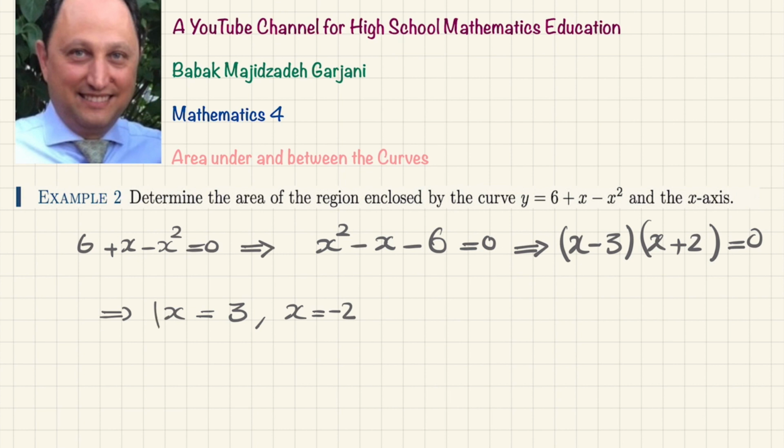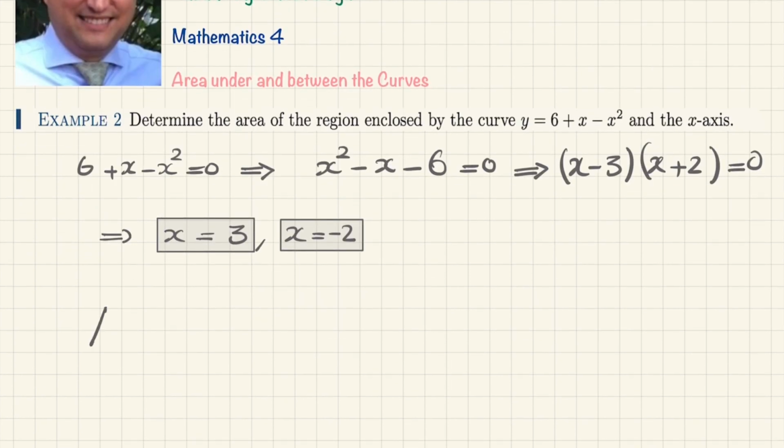So what I told you, hopefully you agree with me that these are the limits of your integral when you want to calculate the area. So how can I set up my integral? The area would be the integral from -2 to 3 of the function, and I have to calculate this.